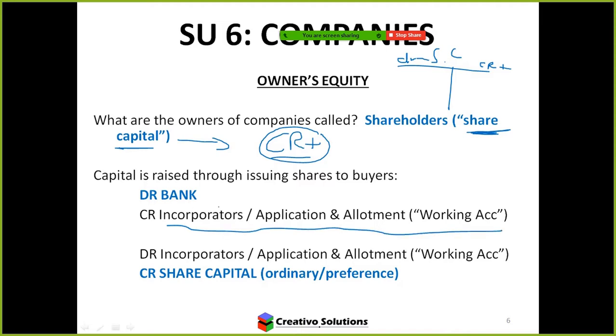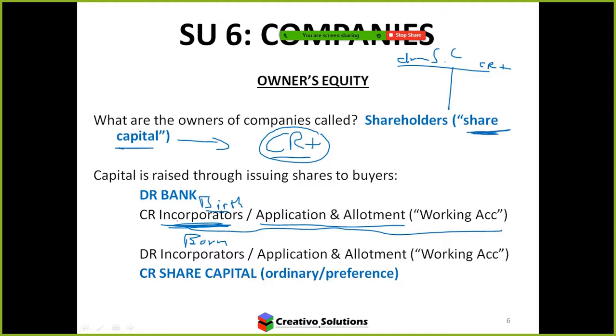It could be called incorporators, but that's only when the company starts. A company is incorporated. When the company is incorporated, that's the start. That's like when the baby's born. That's the birth of the company. Application and allotment, that's during the life of the company. Companies can issue more shares as they continue to operate. But when companies are born, they will have a certain amount of shares that they can issue. And that's where we spoke about authorized share capital versus issued share capital.